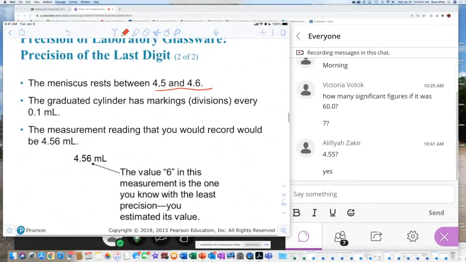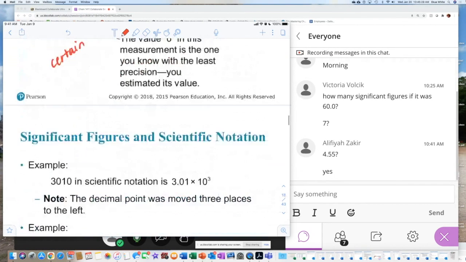So we're told the meniscus rests between 4.5 and 4.6. So you want to see that the graduated cylinder has markings every 0.1 milliliter. So they read their number as 4.56 milliliters, with the 4.5 being the certain number. We are sure of this. And then the sixth part, the 0.06, being the uncertain number because we had to guess it. Okay, we had to estimate it. Any questions about that?